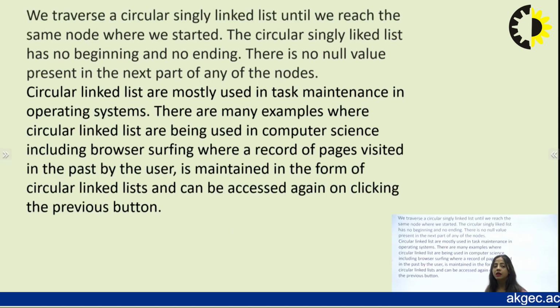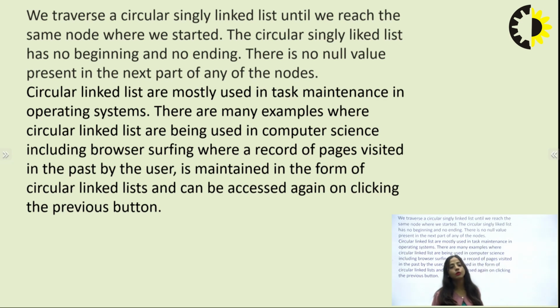Now we will traverse a circular linked list until we reach the same node. I'm just explaining this to you in the content written on the board. We will traverse the circular linked list until we reach the same node as where we started. The circular singly linked list has no beginning and no ending. There is no null value present in the next part of any nodes. Circular linked lists are mostly used in task maintenance of the operating systems. There are many examples where circular linked lists are being used in computer science, including browser surfing.